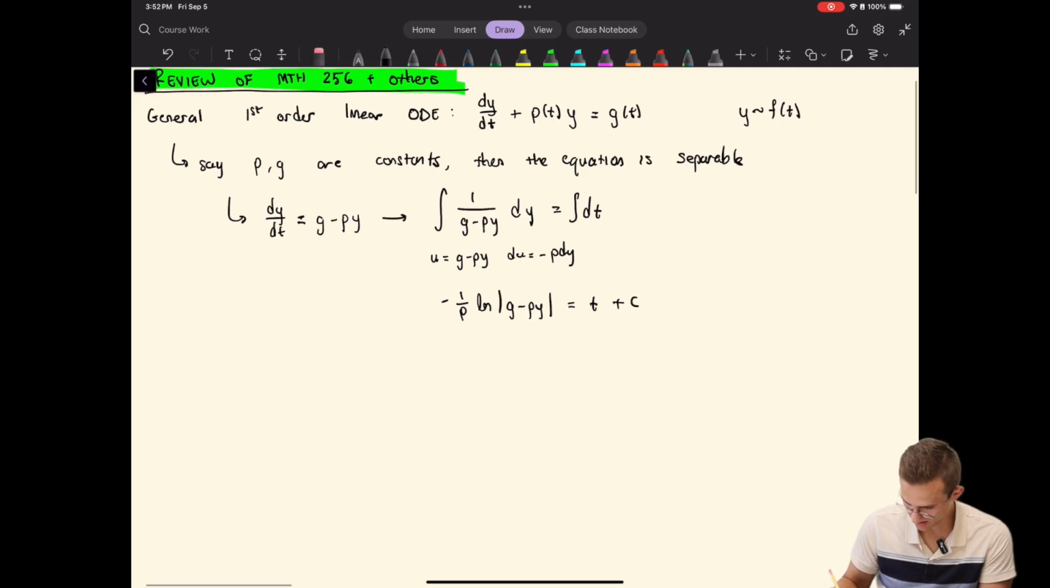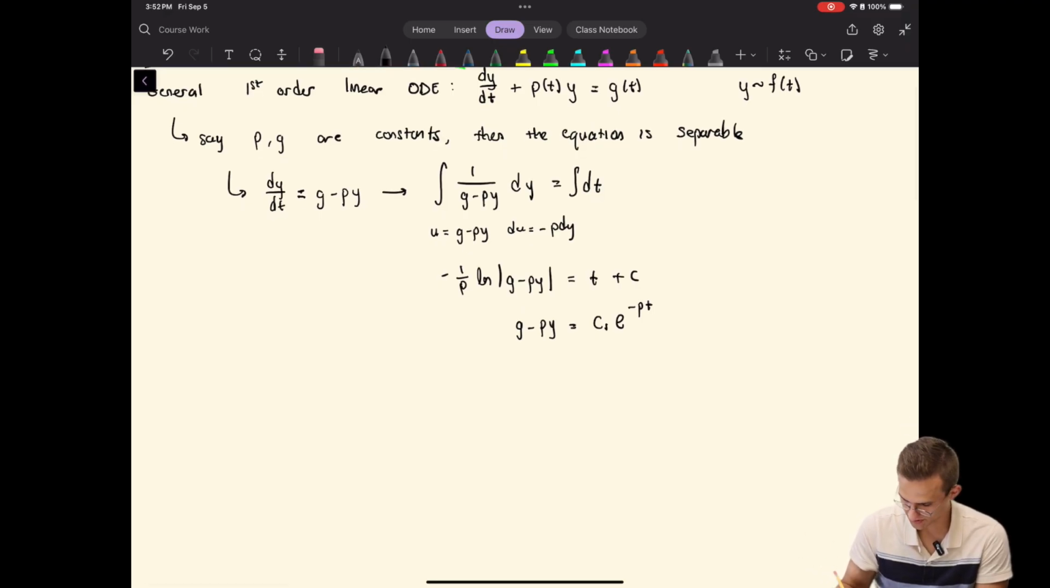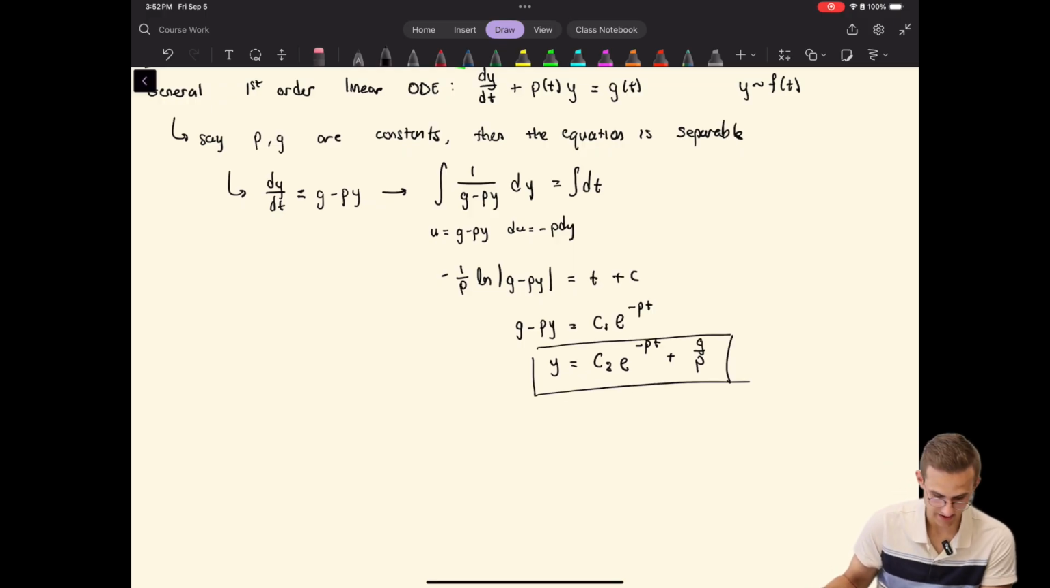And then we do a little bit of algebra, exponentiate both sides. We have g minus py is equal to c1 e to the minus pt, where c1 is basically e raised to the power minus pc. It's just another integration constant. We're just wrapping things up in constants here. And then the final solution for y is c2 e to the minus pt plus g over p. So that becomes our solution in that case.